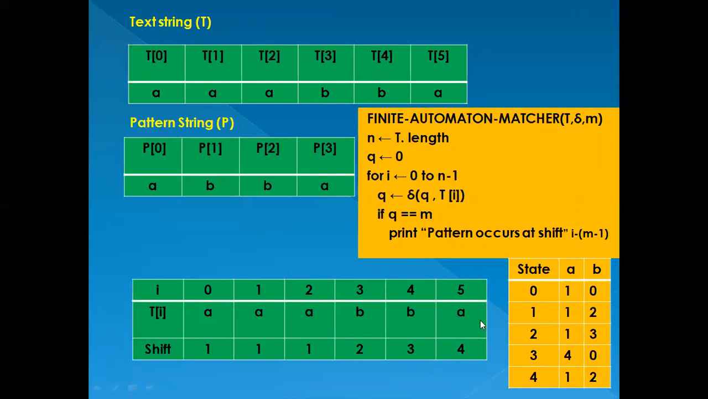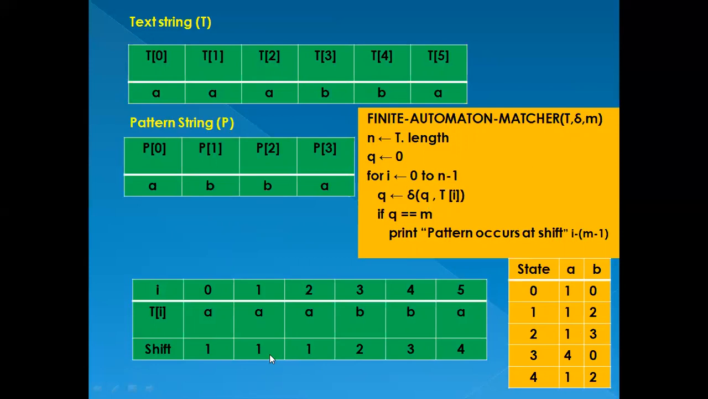Let's start the working. Q is initially 0, delta of 0 comma T of I. I in this case is 0, and T of 0 is A. So 0 on A. What is 0 on A? It is 1. So that is what I've written here. So Q becomes 1 now. Then I increments, I becomes 1. So 1 on T of 1. T of 1 is A. So 1 on A is again 1. So Q remains 1.